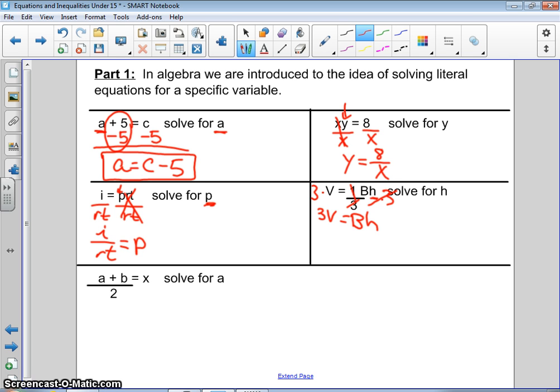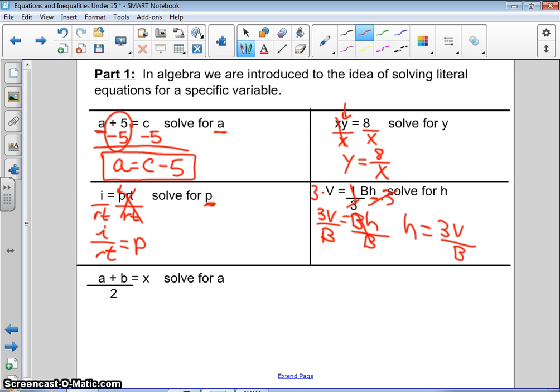Once we get there, it's pretty easy to work our way towards the answer. We still need to get the capital B out of the way. The opposite of multiplying by that is to divide by that. So B's will cancel out. So we're going to have H is equal to 3V over B. So there we go for that answer.